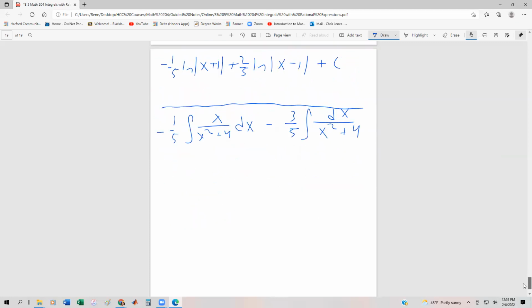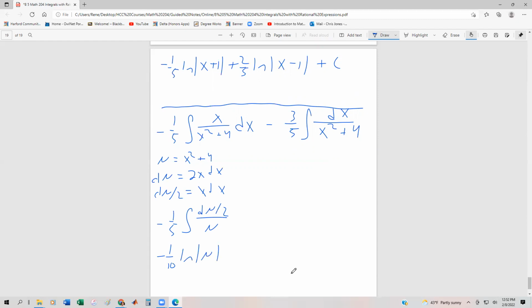To evaluate the first of these two, U substitution. That's not too bad. U is going to be equal to x squared plus 4. Du is going to be equal to 2x dx, and so du over 2 equals x dx. So our integral becomes the integral of du over 2 divided by u. We can factor out the 1/2 and multiply it through, so that's going to be negative 1/10. We'll be left with du over u, which is the natural log of u.